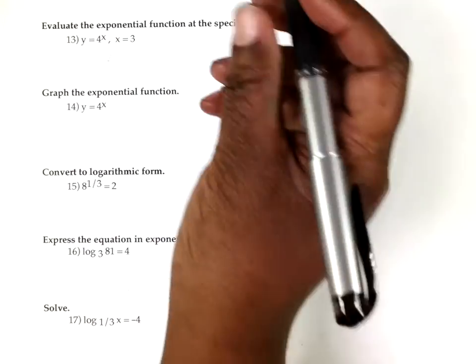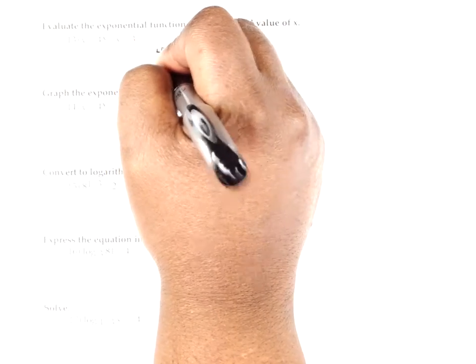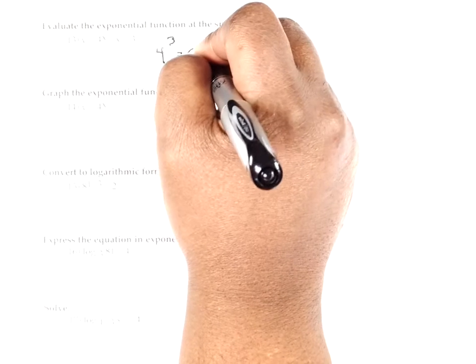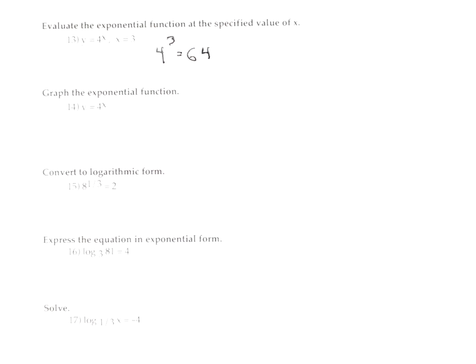Evaluate at the specific value. So we have y equals 4 to the x, and we want to evaluate it when x is 3. So 4 to the third power, 64, I believe. Maybe I should have a calculator. But yeah, that's 64.